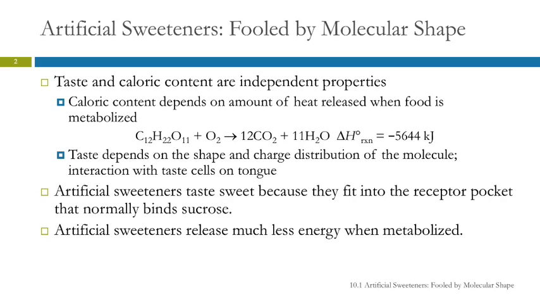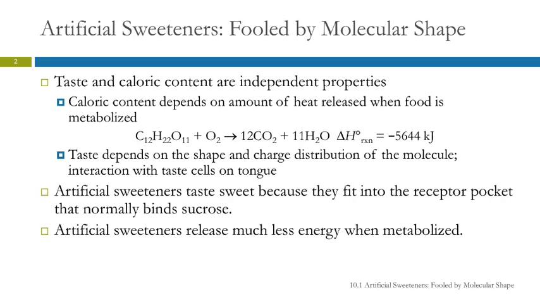So the author introduces his chapter with a section about artificial sweeteners. So the taste of something and how many calories it has are independent of each other. The caloric content of food depends on the amount of heat that is released when that food is metabolized. One of the ways sugar is metabolized is given here. You get 5,644 kilojoules of energy released for a mole of sugar.